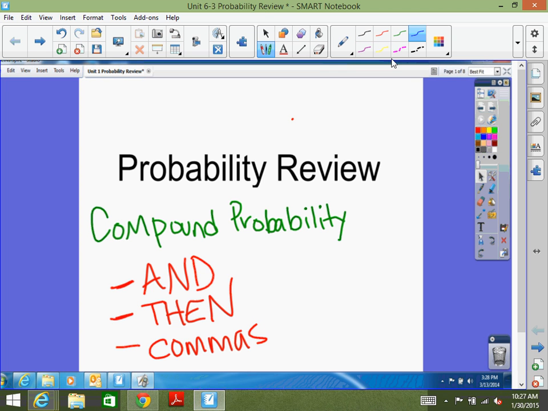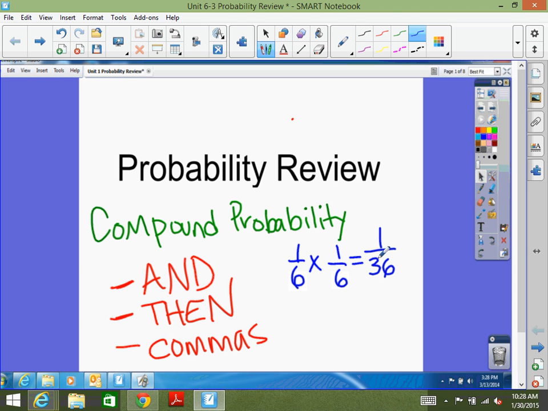Okay? So what's the probability of rolling a 5? 1 out of 6. What's the probability of rolling a 2? What do I do with these two fractions? Multiply them. And that chance would be then 1 out of 36. I want two things to happen.